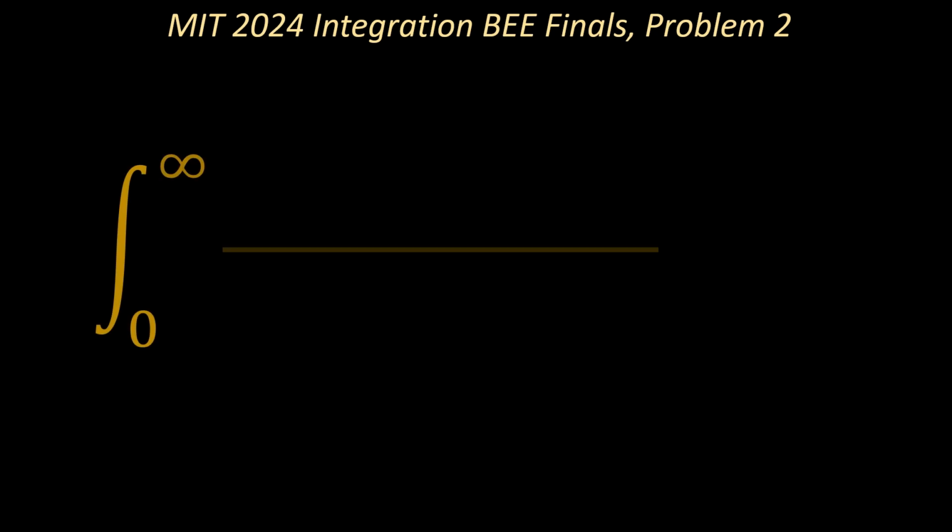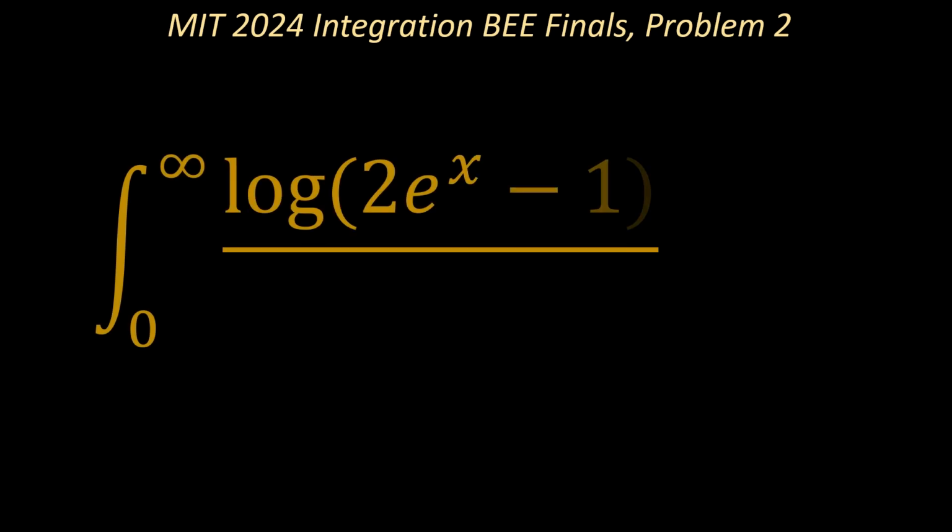So on to problem number 2 of the MIT 2024 Integration B Finals, which is the integral from x equals 0 to x tending to infinity of the natural logarithm of 2 times e to the power x minus 1, all over e to the power x minus 1.